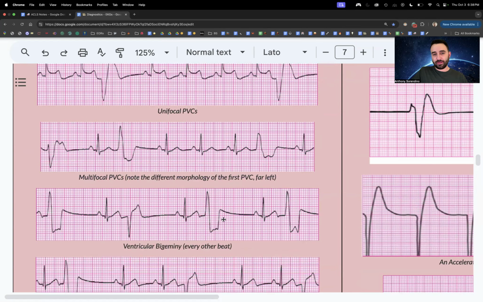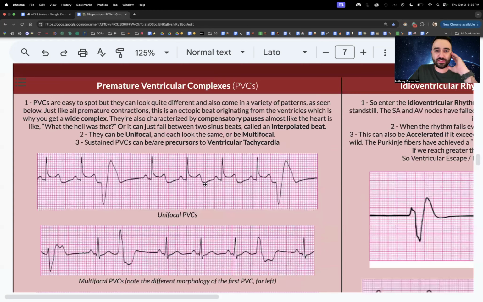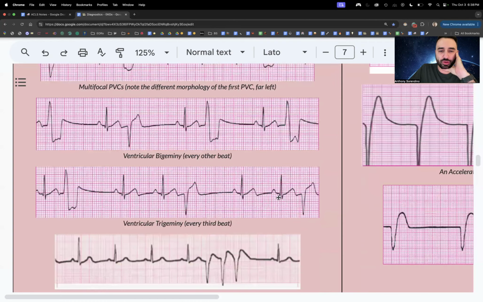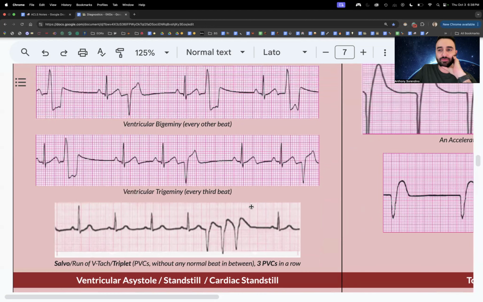These are technically bigeminal. Here's your normal QRS. There's a P wave. It's coming from the atria, the SA node. But then you have these random things. So this is bigeminal: one of these, one of those, one of these, one of those. So these are PVCs. If you get these that are sustained, you can go into runs of VTAC or a salvo of VTAC. You can see that kind of here. So that's three PVCs in a row.